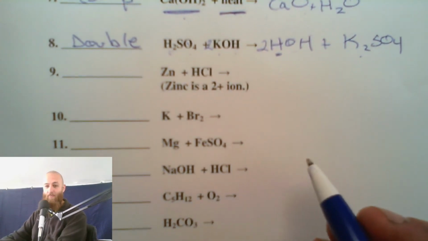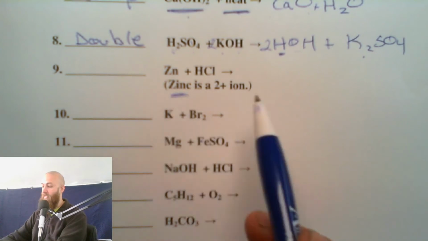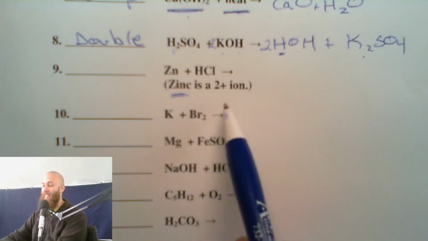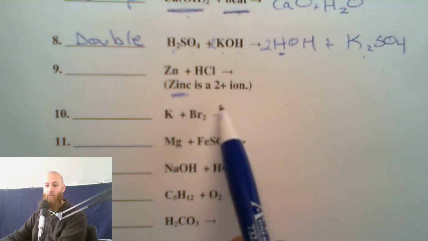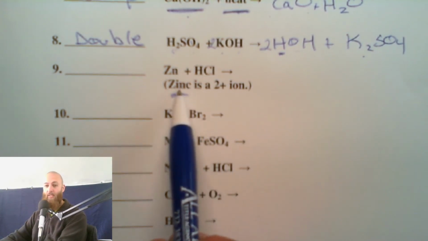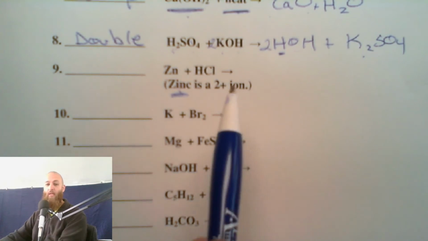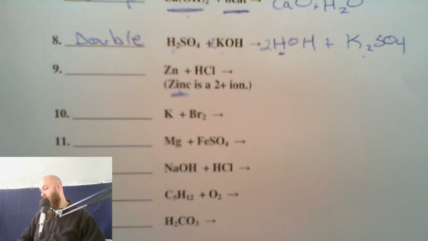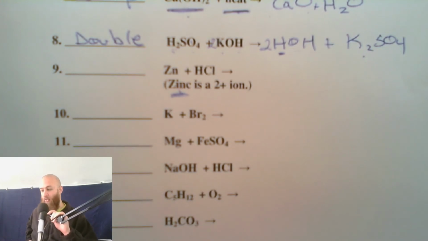Now, number 9 has a special note here. It says that zinc is a +2 ion. You're going to see zinc more in the future, and you're going to want to get that in your brain, that zinc is a +2 ion, okay? So put that on your periodic table, your notes, whatever. I mean, we all know that at this point, this is kind of open notes and what have you. So somewhere, know that zinc is a +2.